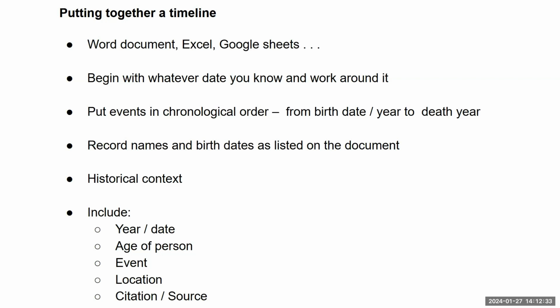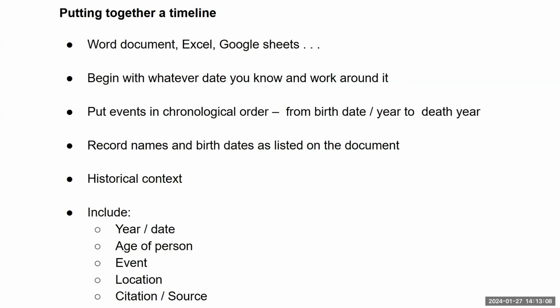So whatever date you know, that's what you start with. You put events in chronological order, because even though in genealogy research we're working backwards, when you're doing a timeline, you want to put it from start to finish. And always record names and birth dates as they are listed on the document. Even though you may think they're wrong, even though, oh, we don't spell our last name like that anymore, always record it however it's listed on the document.